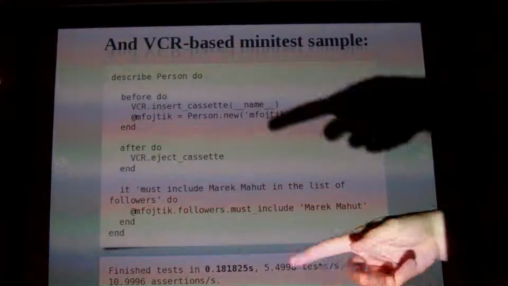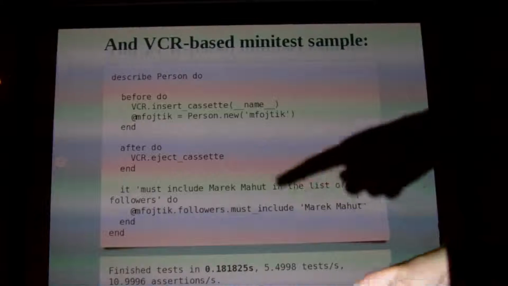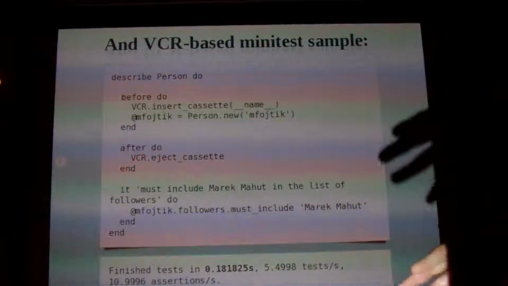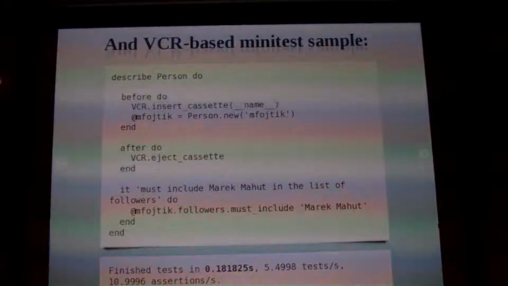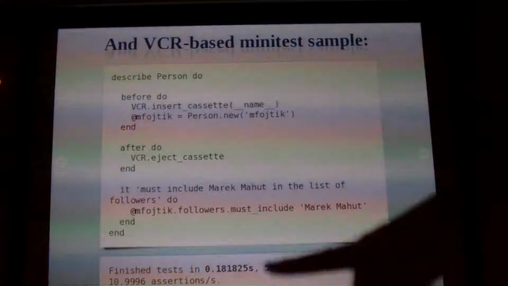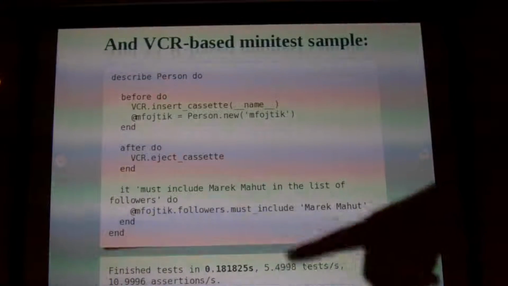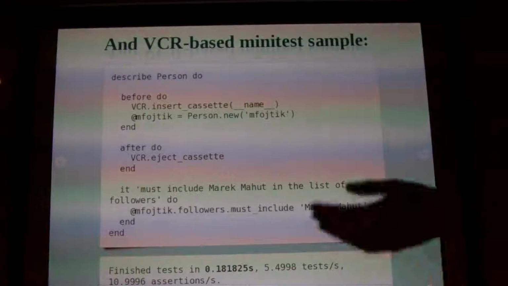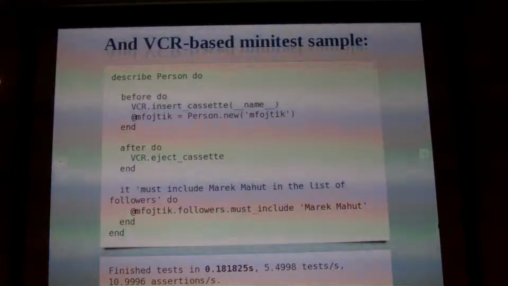It's not a problem. So after this test case is run, you want to eject the cassette, so the other test case will get something completely new. And this is the same as before. Now you can see, if I run this test, it finished in like 0.something seconds, because I don't really speak to Twitter. I'm just using something I recorded before. So I can show it actually, and now it should work.